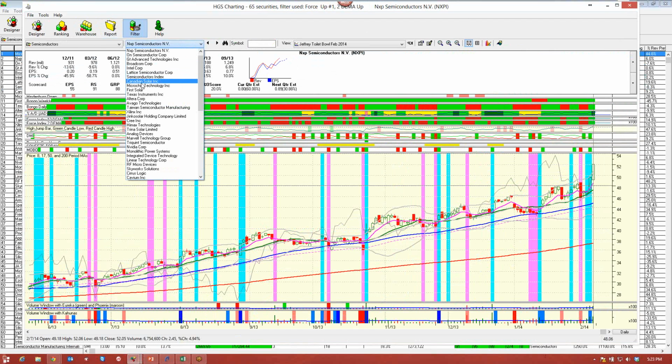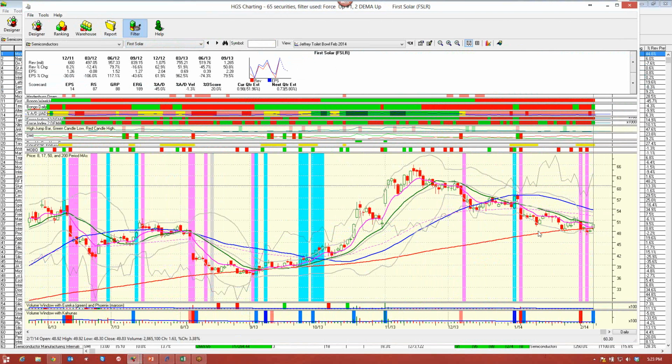Couple comments on solar stocks. First Solar is down at the 200. I mean, clearly, if solar is continuing to do well, the whole group will go up. And this is probably a relatively low-risk buy point to get one of the leaders in the group off the 200-day moving average.